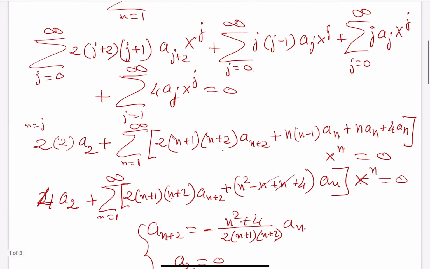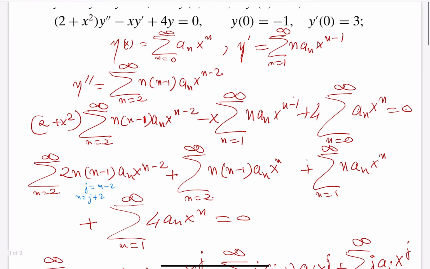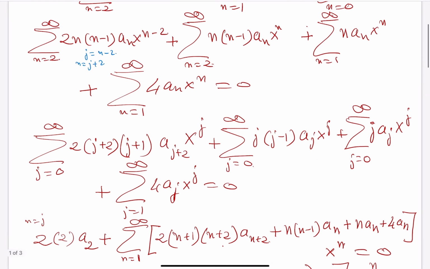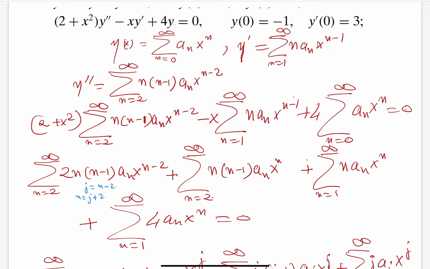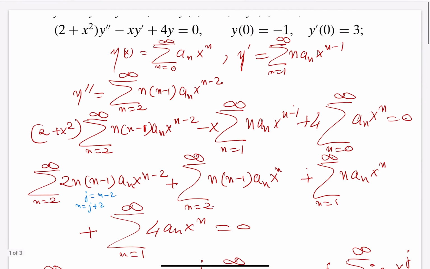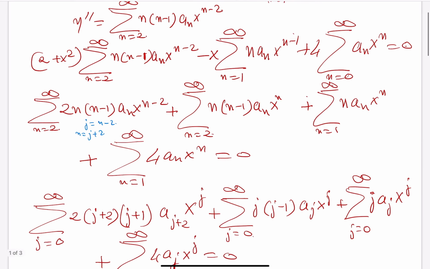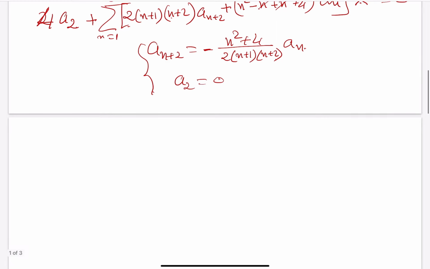Now we can express it. Let me just check that I didn't make a mistake. I have the second derivative here. Okay, I think everything is fine. I have negative 4 here, x to the n. It's easy to make a mistake. It's very easy. You have to be very careful.